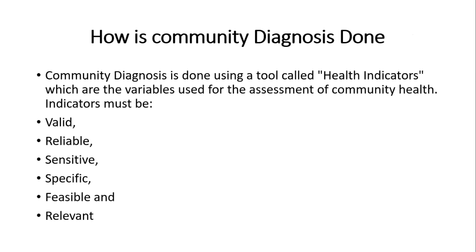So how does this community diagnosis have to be done? It has to be done using a tool called health indicators. If you remember, last time we discussed multiple health indicators. We have to do a community diagnosis using health indicators, which are variables used for assessment of community health. And indicators must be valid, reliable, sensitive, specific, feasible, and relevant.